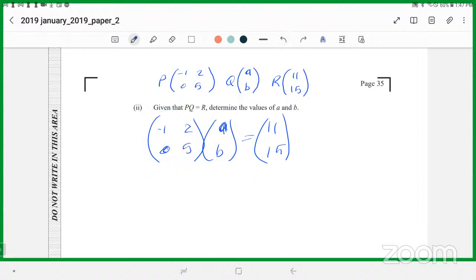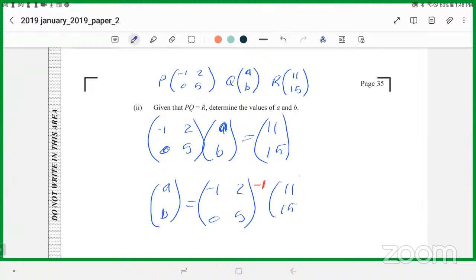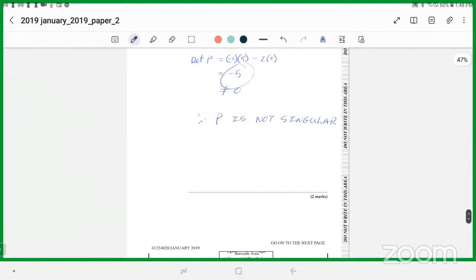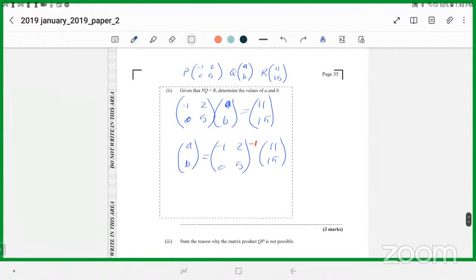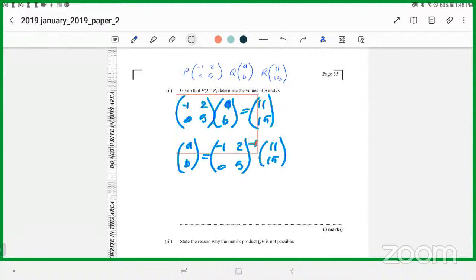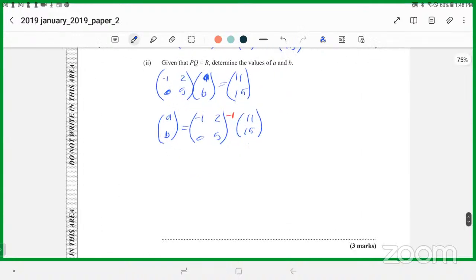Put it that way. So the AB is going to be equal to the [-1 2; 0 5] to the -1. Let's put the -1 in red to make sure that I'm talking about the inverse of this matrix times the [11; 15]. So I need to calculate the inverse of this matrix right here. Inverse is 1 over the determinant, which we know already is -5, times the adjoint. And see, I run out of space. Let's make this smaller.